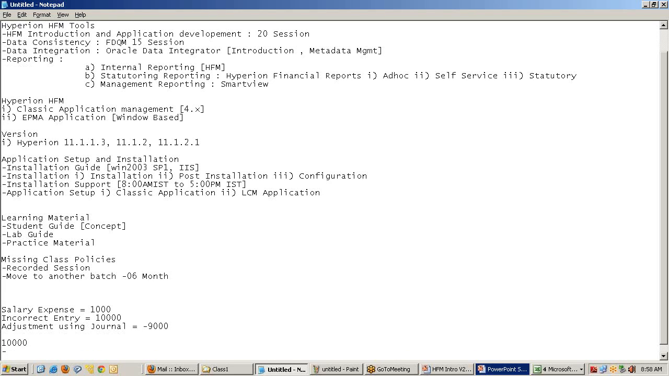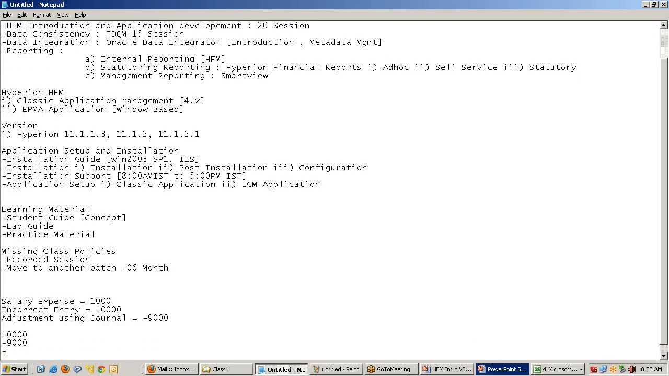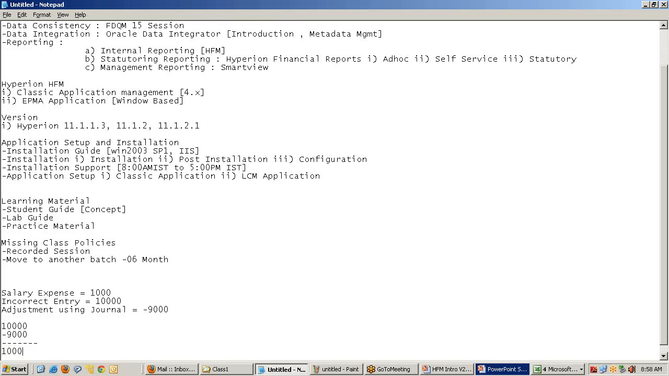Posting through journal is 9,000 and the correct value you receive is 1,000. So any incorrect values are to be adjusted through journal only, unlike where you simply remove it and type it. Whereas databases like Essbase do not provide you these facilities.